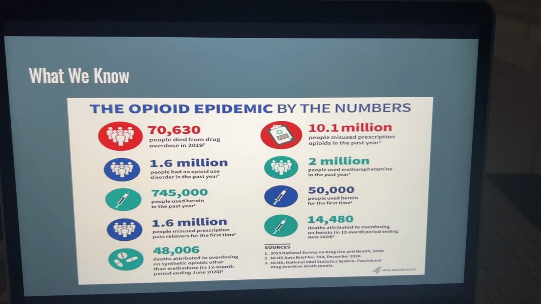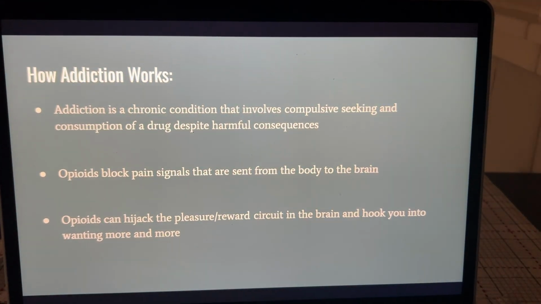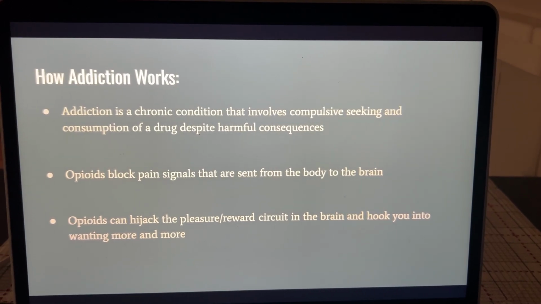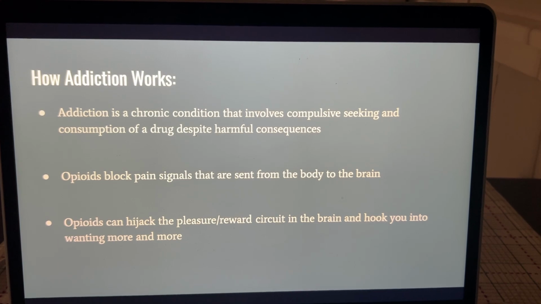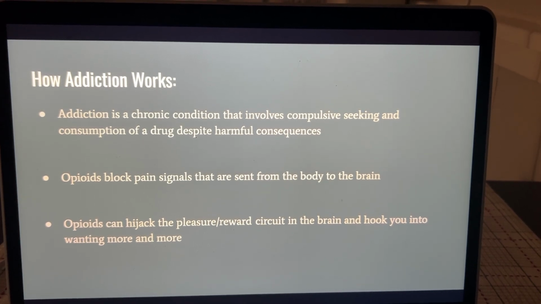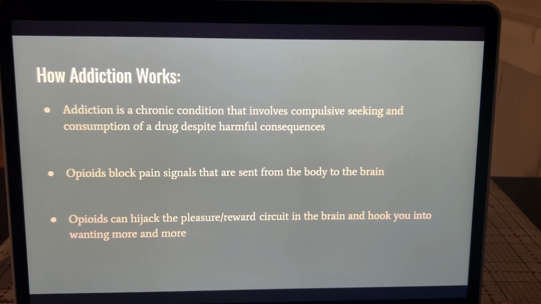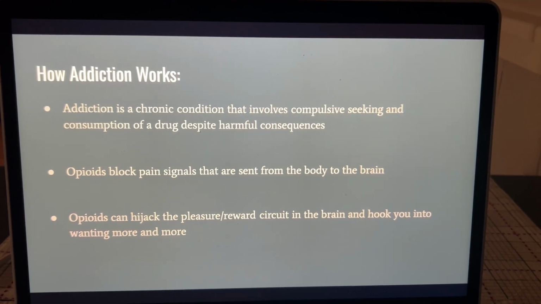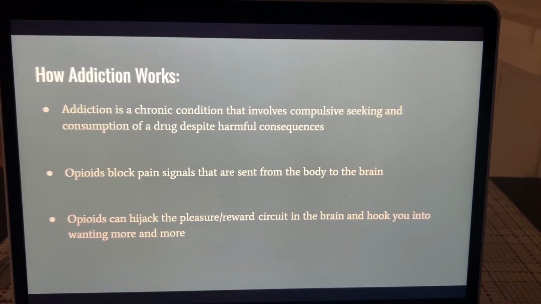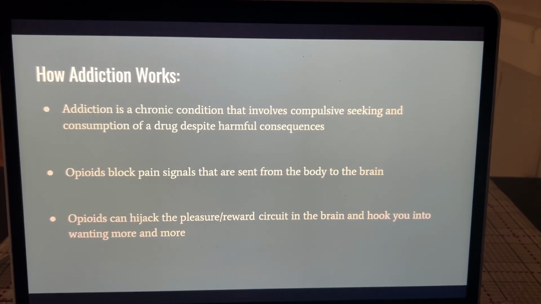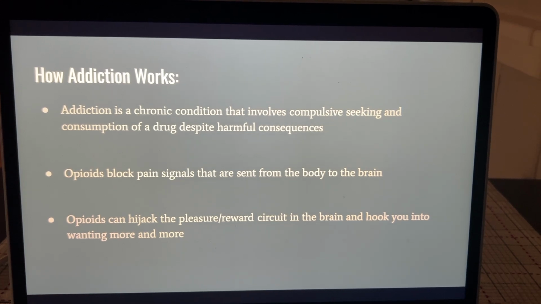How addiction works, that's something that we previously mentioned. Addiction is a chronic condition that involves compulsive seeking and consumption of a drug despite harmful consequences. As previously mentioned, the mesocortical limbic system is a primary source of that reward circuit that's adjusted when opioids are consumed. So in general, the job of an opioid is to block the pain signals that are sent from the body to the brain, which gives that euphoric feeling and release of tension or pain in the body.